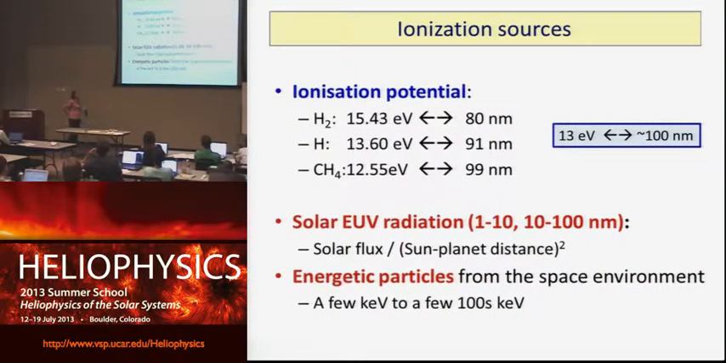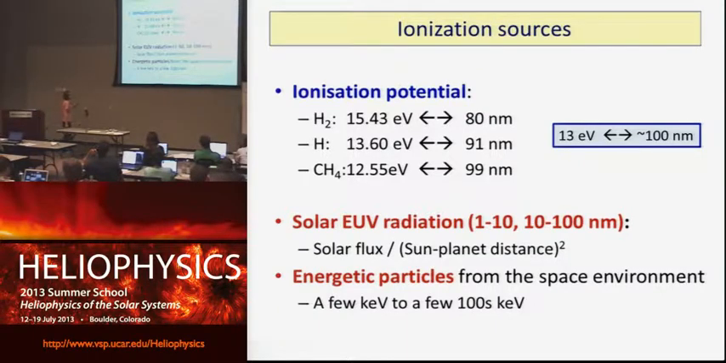So first, the ionization sources, and then we will look into losses, and then the electron density per se. So typical ionization potential, the amount of energy you need to strip a molecule of an electron, is typically 13 eV, which corresponds in terms of wavelength for solar radiation to 100 nanometers. So solar UV radiation, I mean, from 1 to 10 nm is more soft X-ray, and 10 to 100 nm EUV radiation, will have enough energy to ionize neutral species.